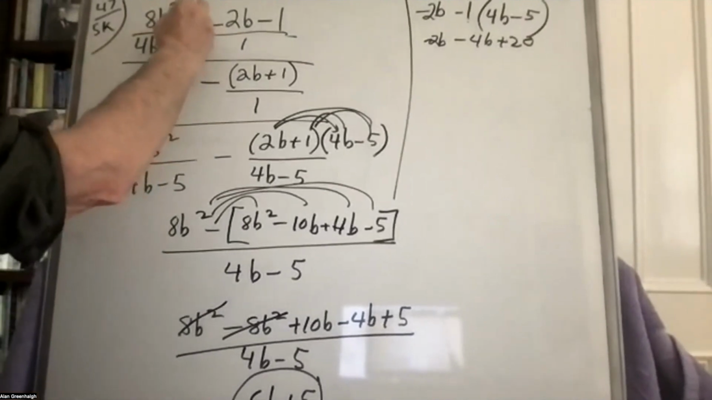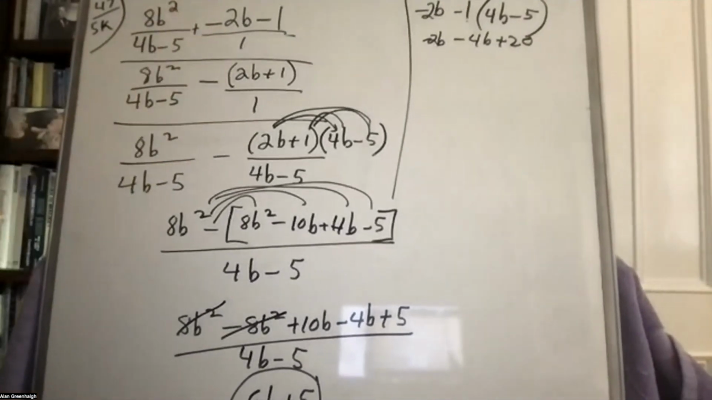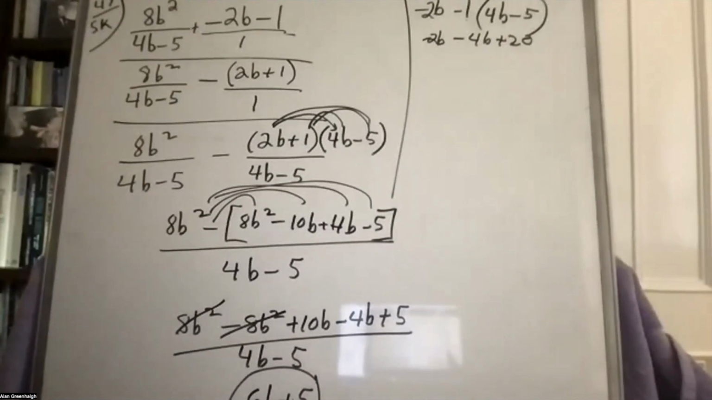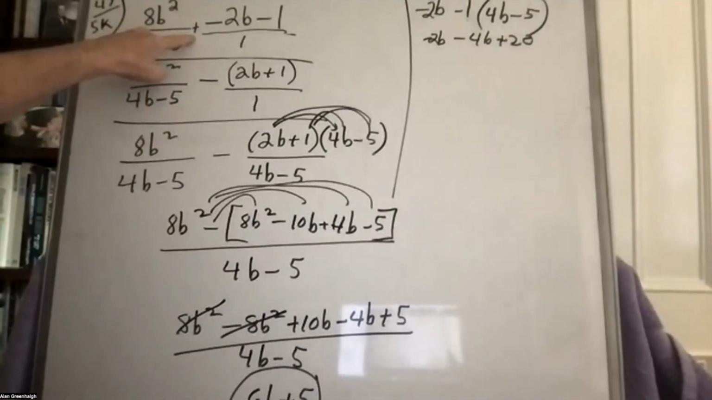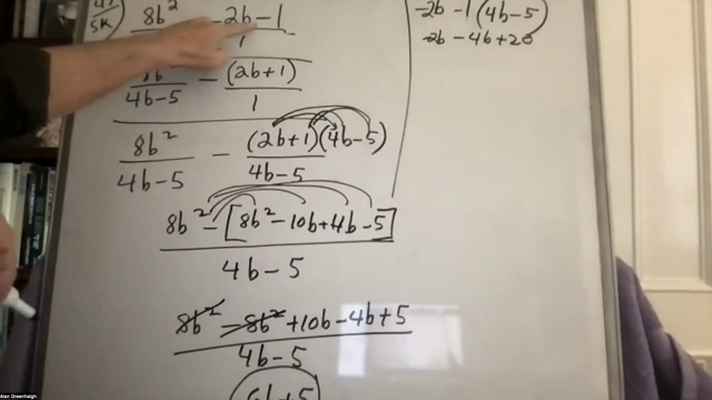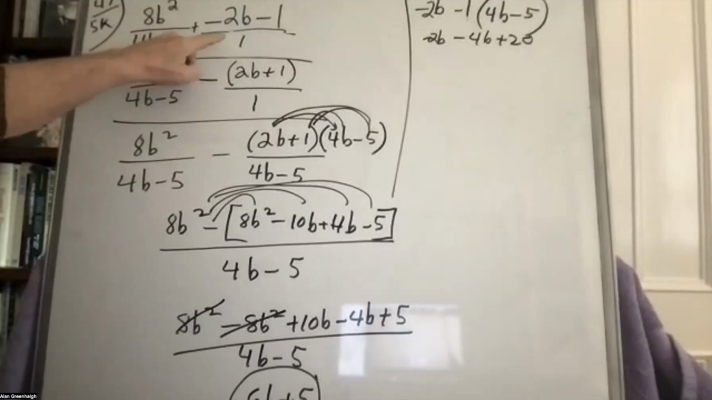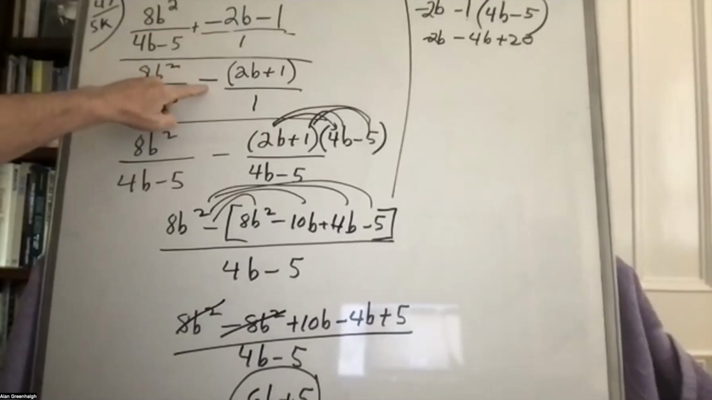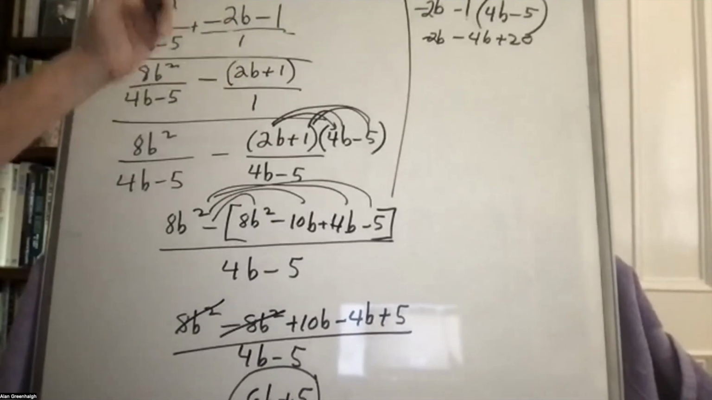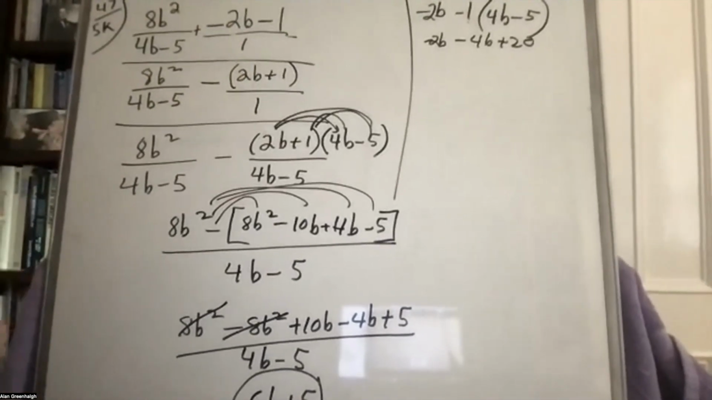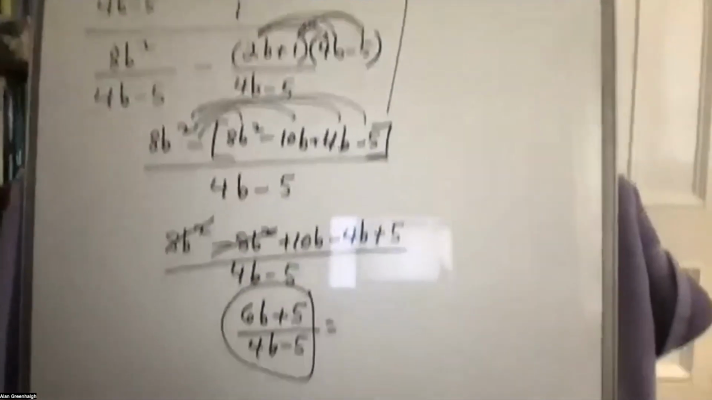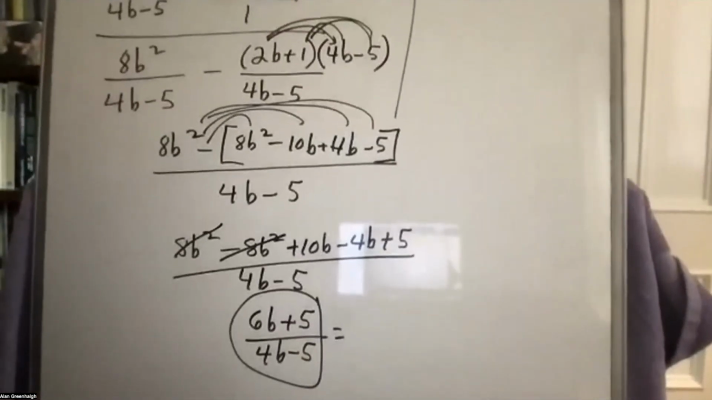If you did this and kept it as negative 2b minus 1, it might work. I'm not sure. Okay, I see, yeah, I understand now. I just like the way I did it. It's just personal preference. Okay, now the class is over.